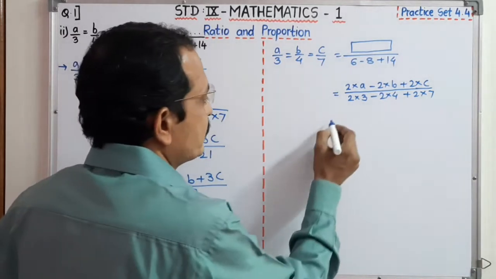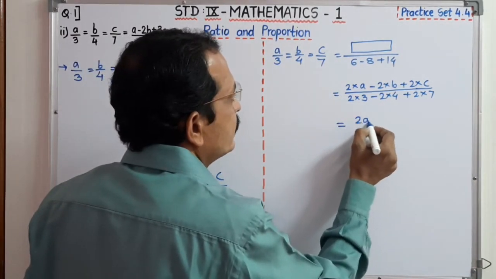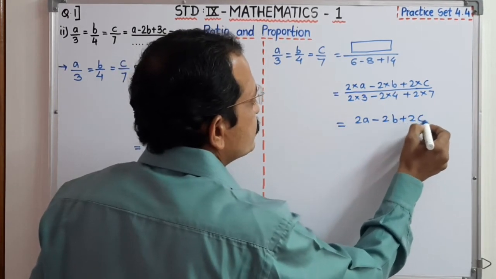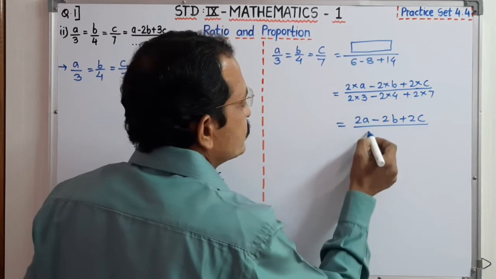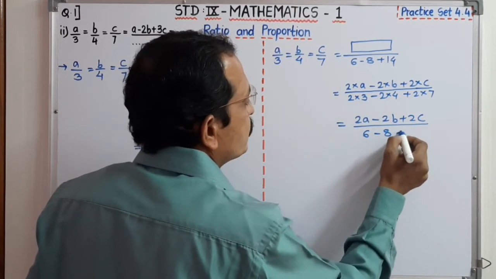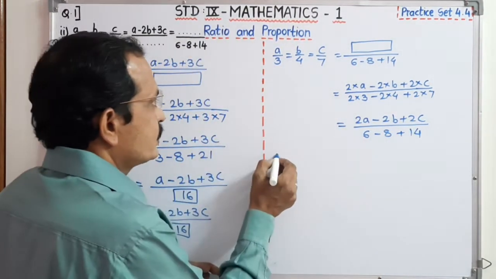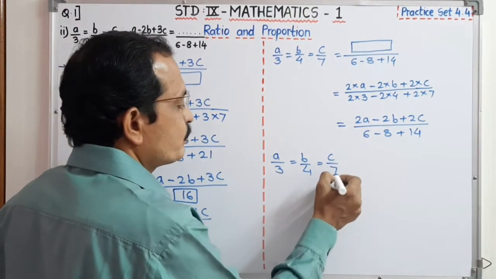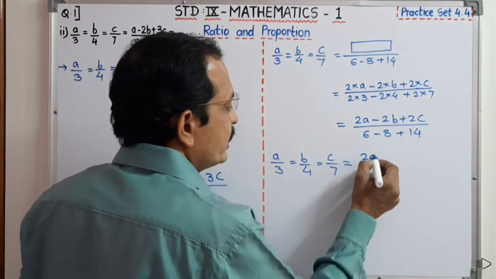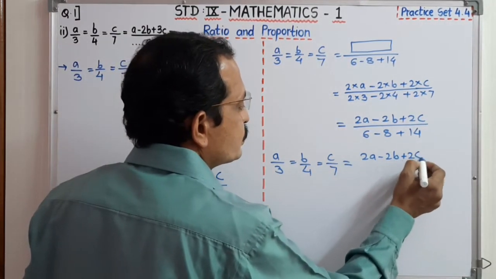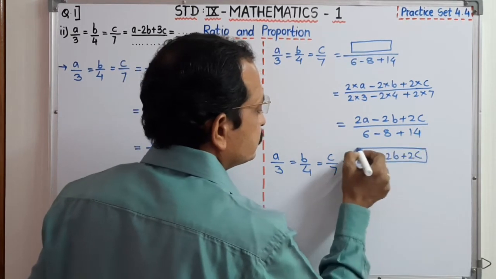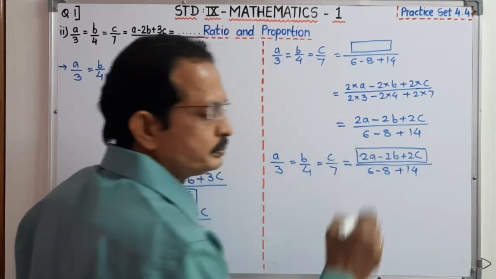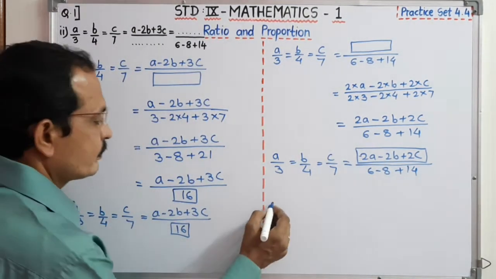Now do the simplification. Dear student, it is 2a minus 2b plus 2c upon 3 twos are 6 minus 8 plus 14. Therefore, dear student, a upon 3 is equal to b upon 4 is equal to c upon 7 is equal to 2a minus 2b plus 2c upon 6 minus 8 plus 14. Now dear student, we have to write the final answer.